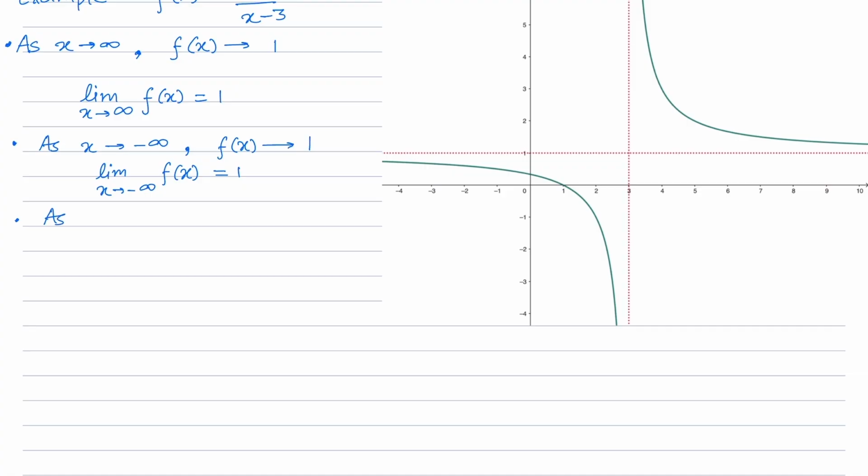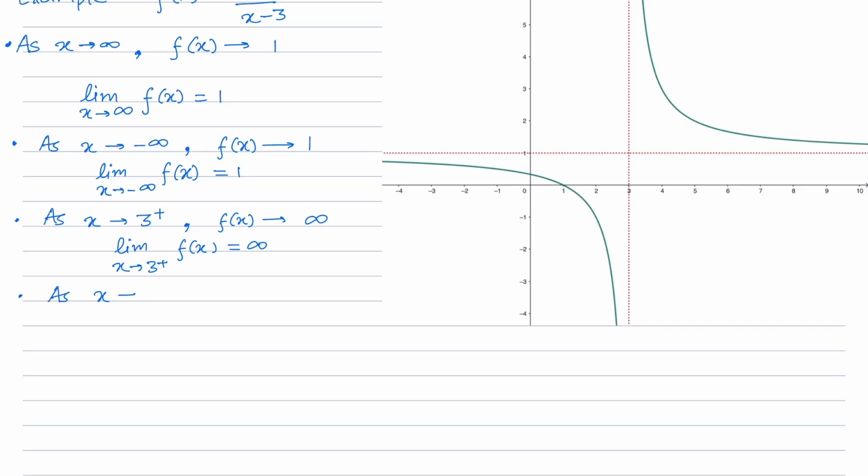Next, let's say we want to see when x is approaching to 3 from right hand side, what value our f(x) is approaching. So x is approaching to 3 from right hand side. f(x) is going up and up, increasing without bounds. So f(x) is going to infinity.